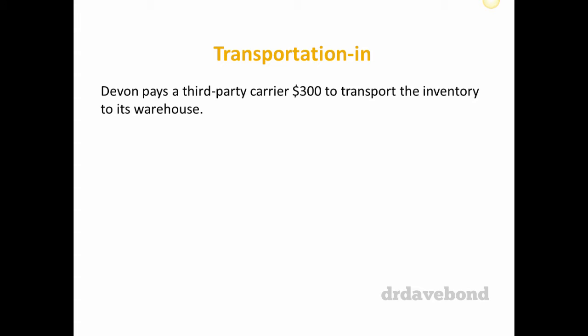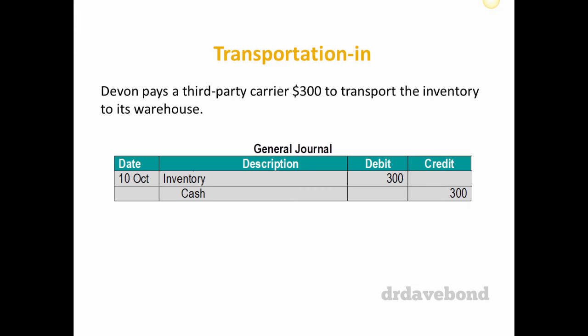Devon pays a third-party carrier $300 to transport the inventory to its warehouse. Debit inventory, credit cash. So that gets added to inventory.